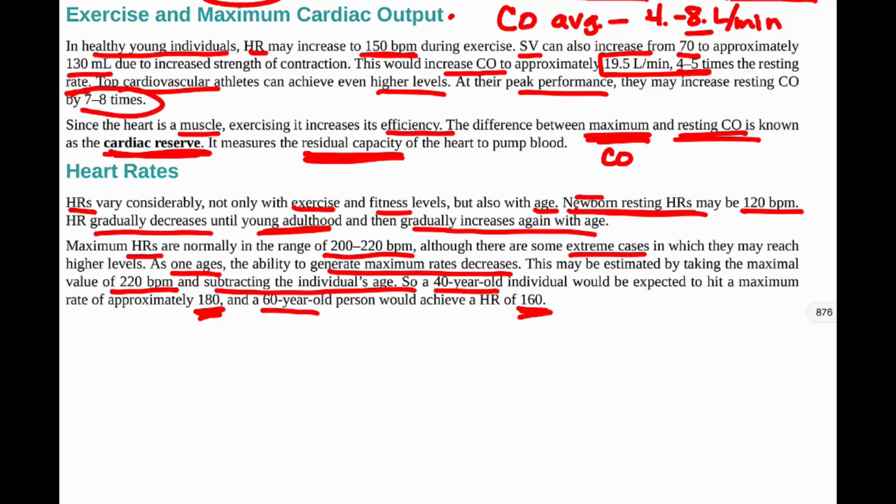So, again, take the 220 beats per minute, which is the maximum. We're saying the absolute maximum heart rate is going to be 220 beats per minute. And then you just subtract the person's age, so minus age, to get what their maximum would be. Okay?